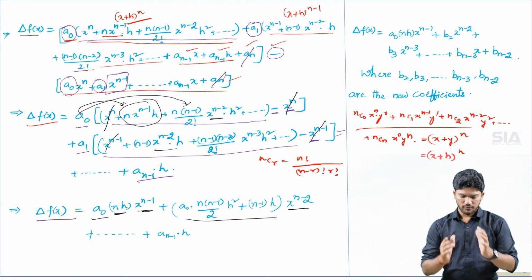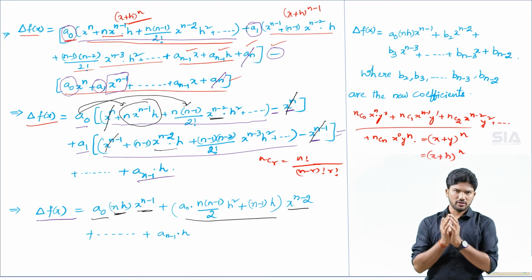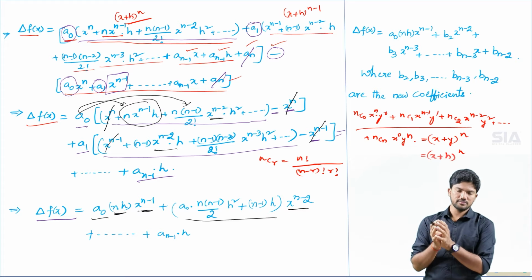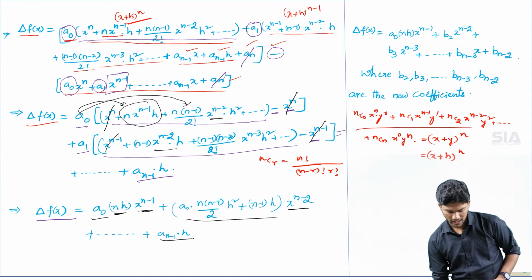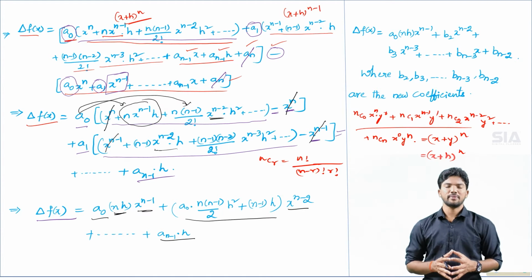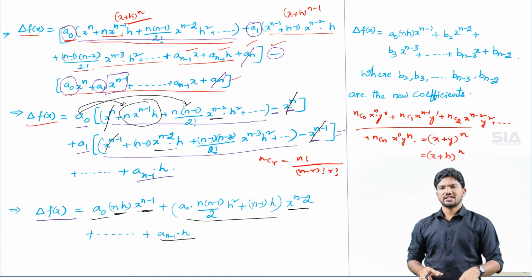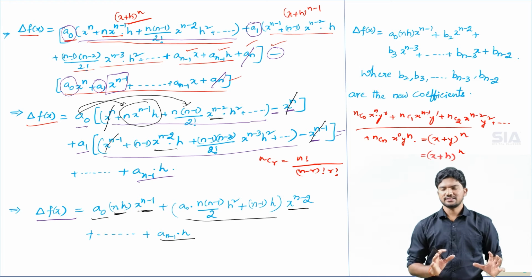So if you take common the x^(n-1) terms, x^(n-2) terms and x^(n-3) terms, and so on, the last term is a_(n-1) into h. That is the total representation of the remaining values after the cancellation.